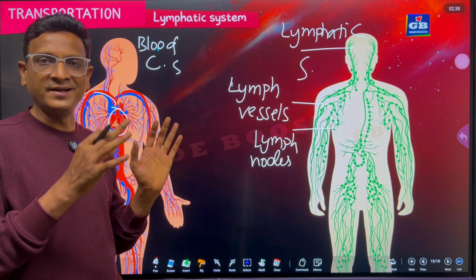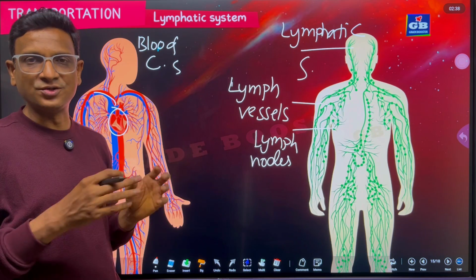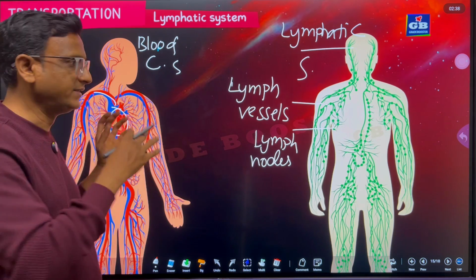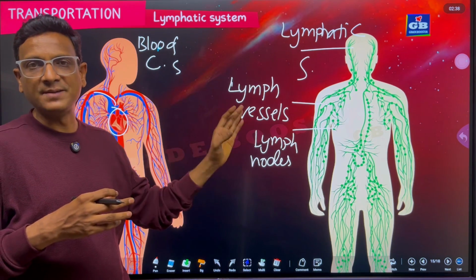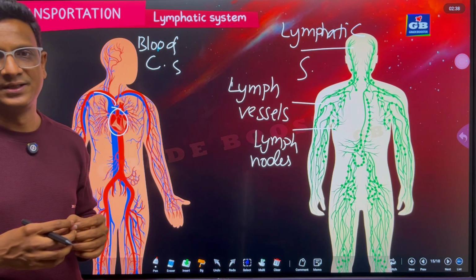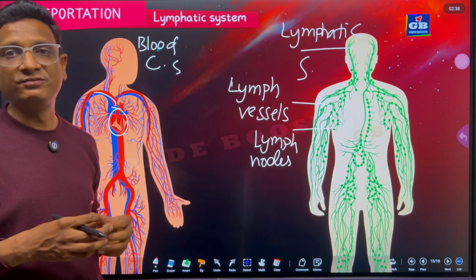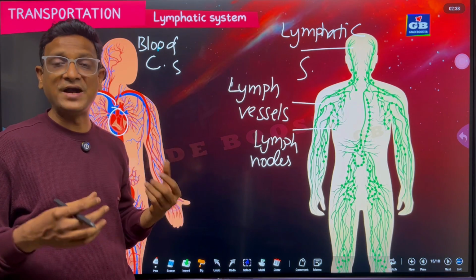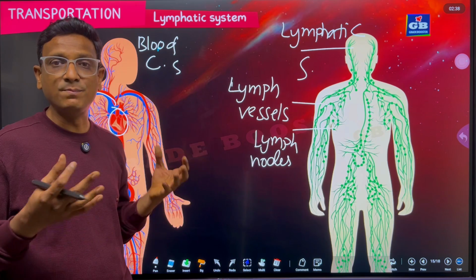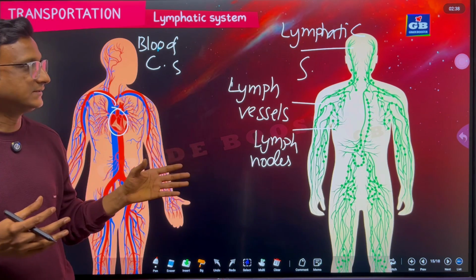Lymph also contains certain kinds of nutrients and salts, just like plasma. Whatever is there in the plasma, almost that type of nutrients are present in the lymph. But what is the difference? The main function of the lymph is to provide immunity to fight infections. That is the main function of the lymphatic system and lymph.